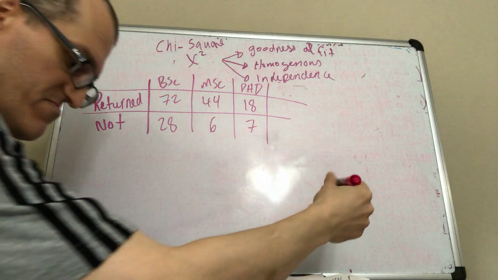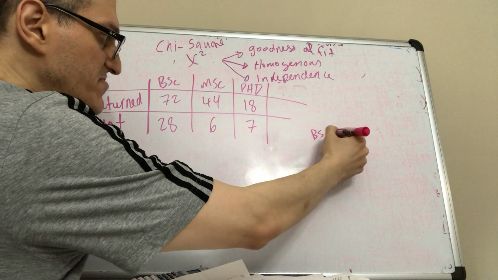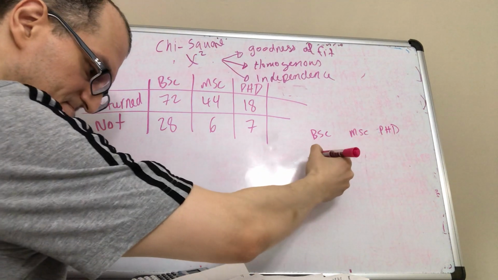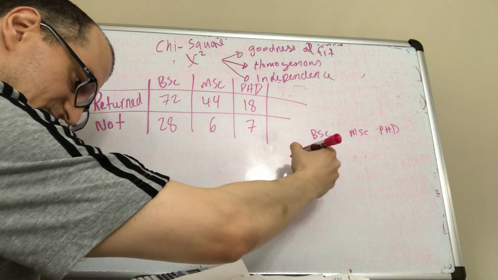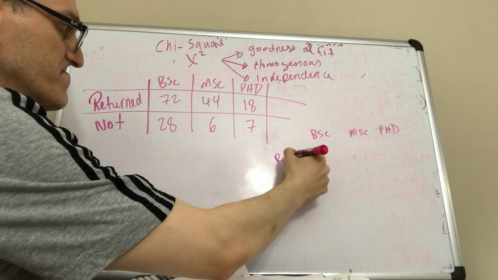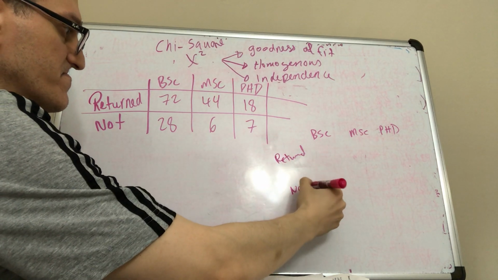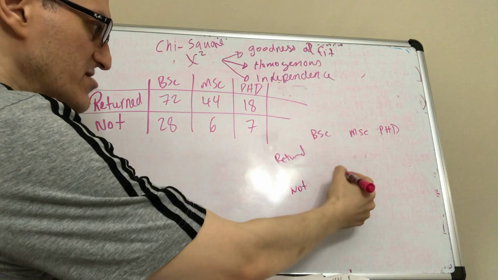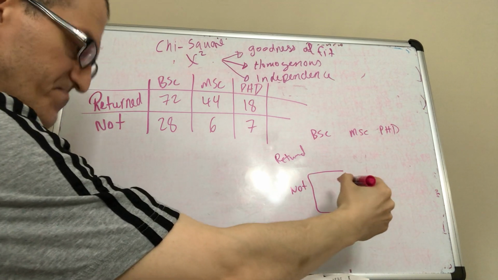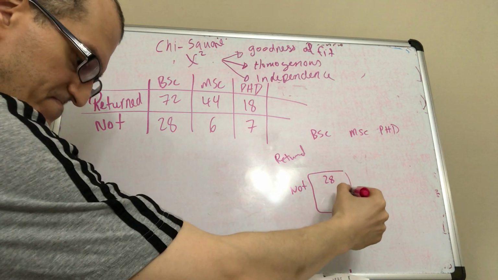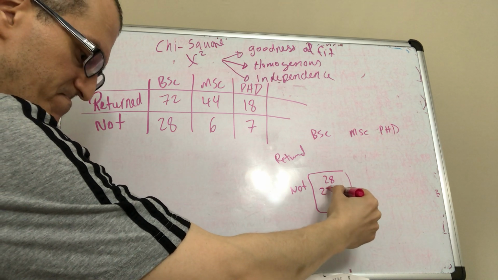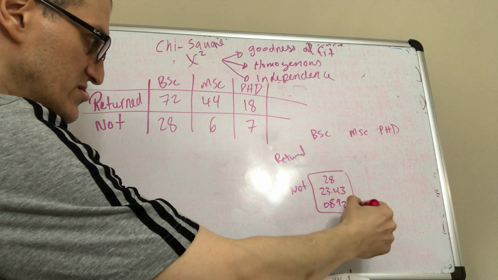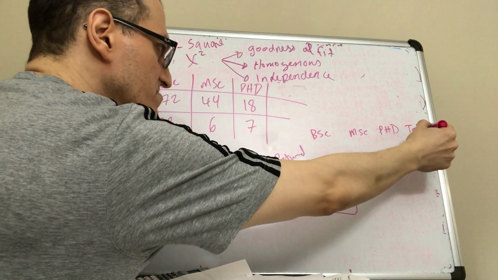I'm not going to put the entire Minitab. You'll see that the Minitab gives you the same categories. And then you have returned, not. So I'm only going to give you this section to talk about it later. Here you have 28, 23, 43, 89, 20, and here you have the total.